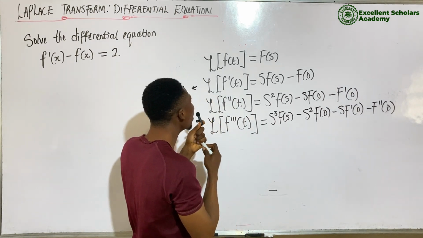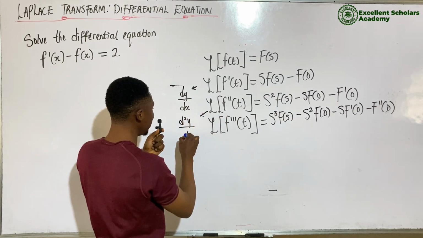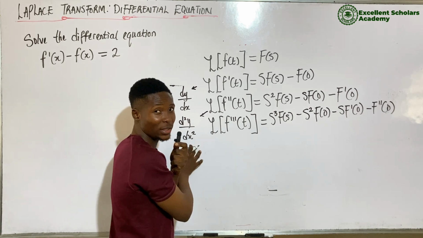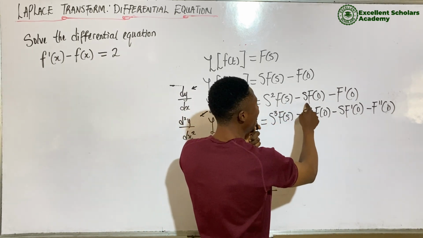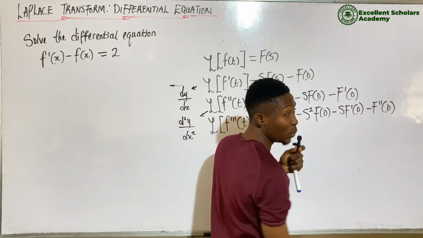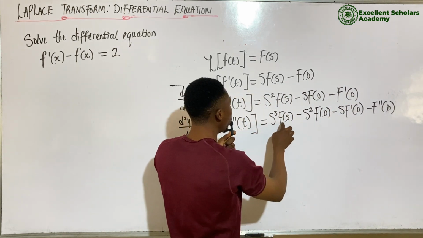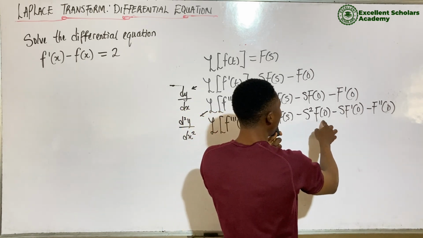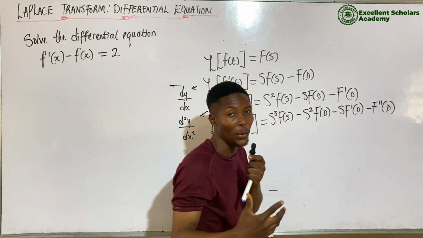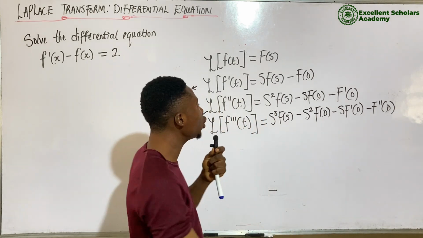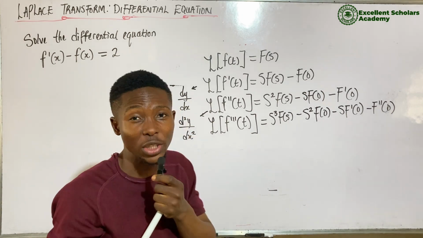For your second order, which can be referred to as d squared y over dx squared, I think this should be common to you, it is going to be s squared F of s minus s f of 0 minus f prime of 0. Then the third order is going to be s to the power of 3 F of s minus s squared f of 0 minus s f prime of 0 minus f double prime of 0. So I'm going to be showing you how we're going to use all this to solve differential equations.